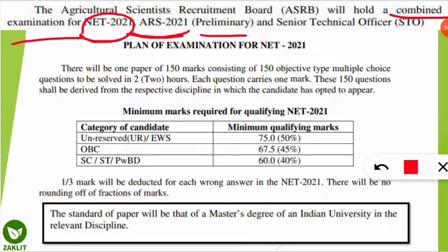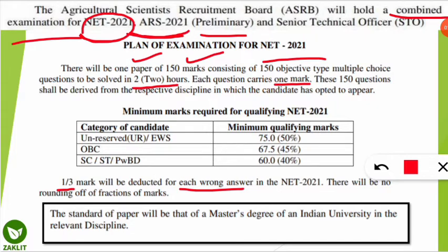So here we will know what the pattern of the exam is. The pattern will be one paper of 150 marks total, of 150 objective type questions. That means 1 mark for each question, and the time given will be 2 hours. So each question carries 1 mark, and there will be 1/3 mark deducted for every wrong answer.